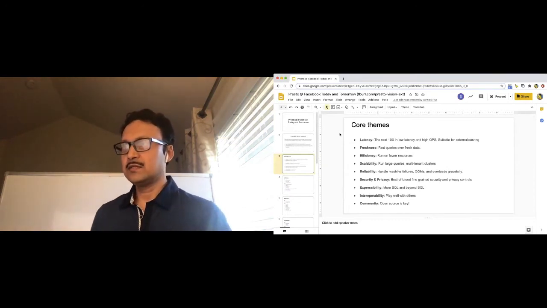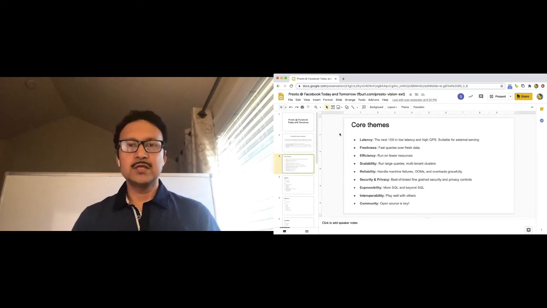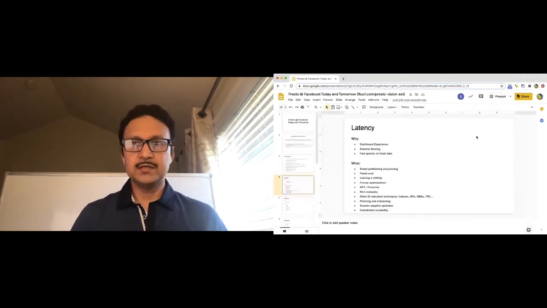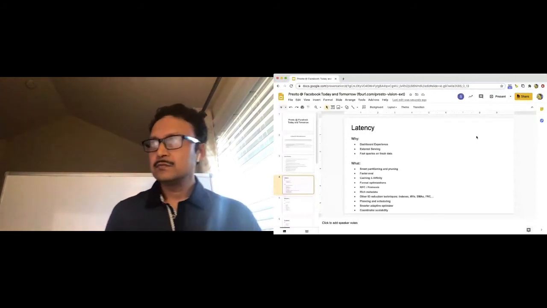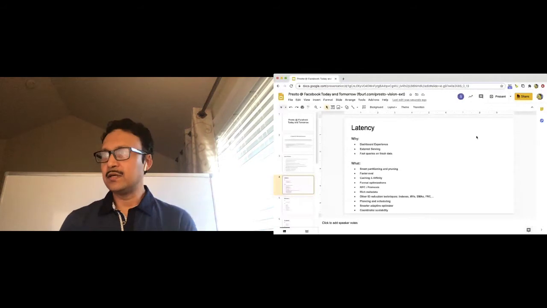One thing that makes it interesting here is also that we want to do it with fresh data, not just stale data, right? Which is an interesting challenge, like real-time data with really fast queries. So what are we doing there? There's a bunch of things.